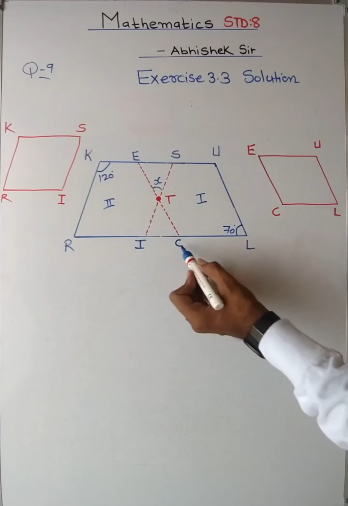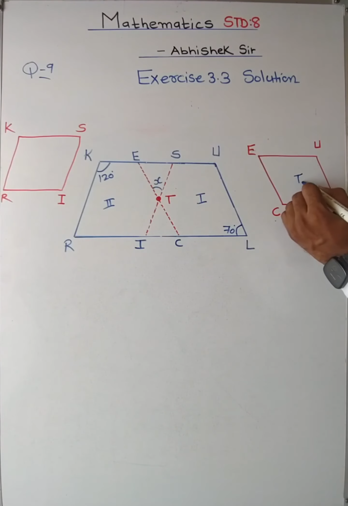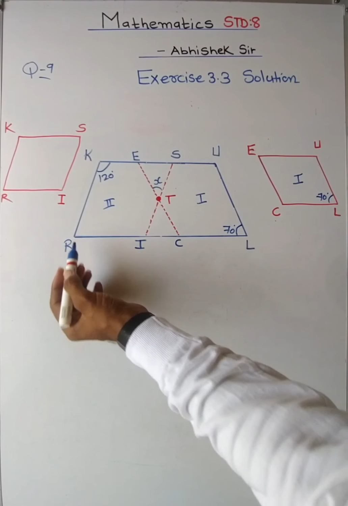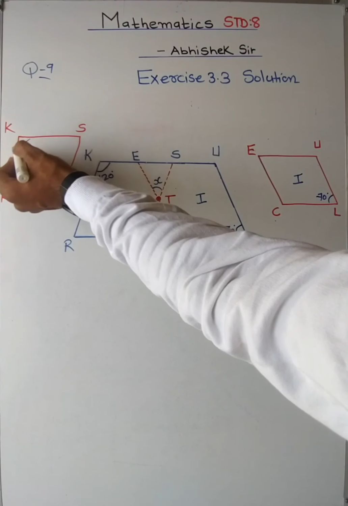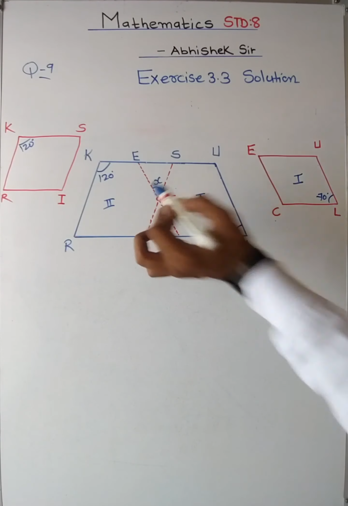You see, CLUE, that I have drawn separately. Okay, CLUE. In CLUE they have given this as 70 degree. Clear? Now the other one I have drawn is RISK, in which K is given 120 degree. Clear? Now what we have to do is to find out x.